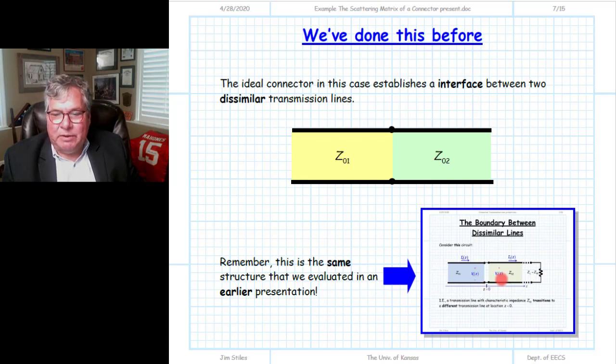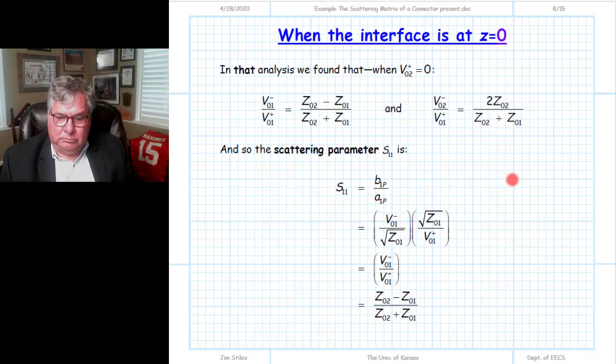And we went through and analyzed the circuit to determine essentially the scattering waves on either side of that discontinuity. We're going to use those results directly now to find the scattering matrix of this connector, a connector that has dissimilar characteristic impedances attached to either side. So go back and review that unit for the details here. We're just going to present them.